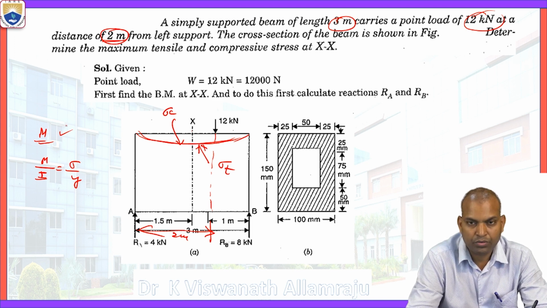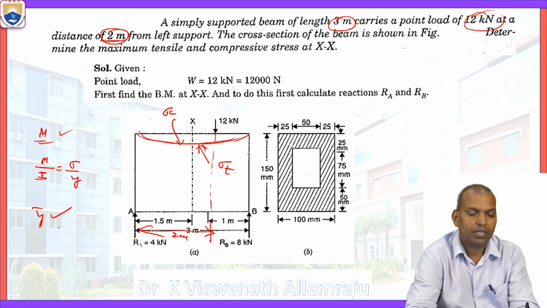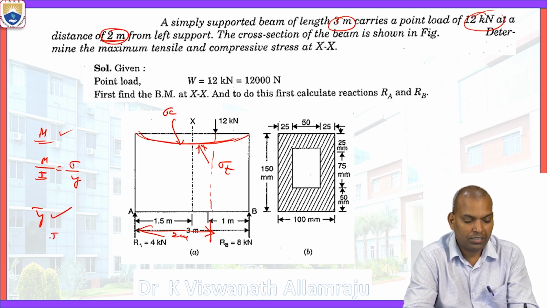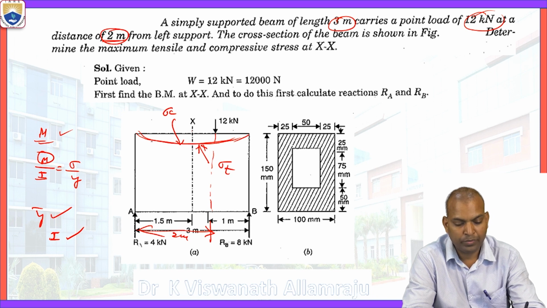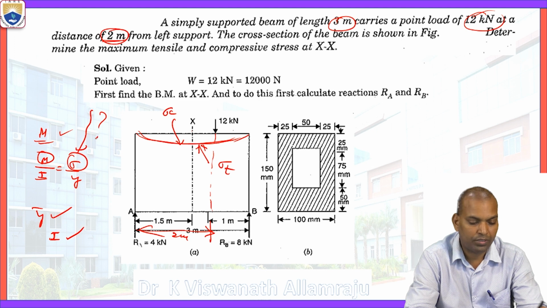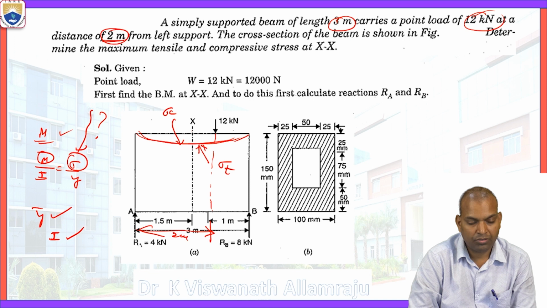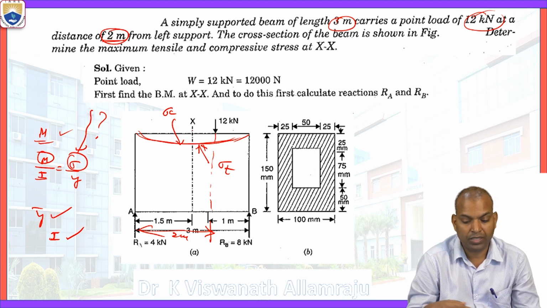For that, we have to find the location of the neutral axis. For that, we need the centroidal distance, y bar. From that centroidal distance, we calculate the area moment of inertia, I. Knowing I and Y, we can find the bending moment, and then we can find the stress values. Whether it is tensile or compressive can be determined after calculating the moment of inertia, the Y value and also the moment of resistance.